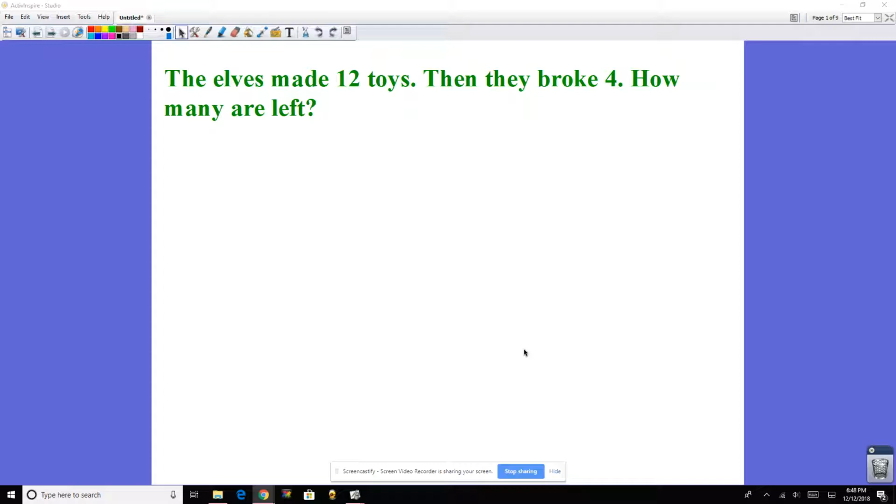Alright, you should have your worksheet. So we're going to get started. Whenever I write on my screen, you're going to write on your worksheet. We're going to make sure that we stay together.